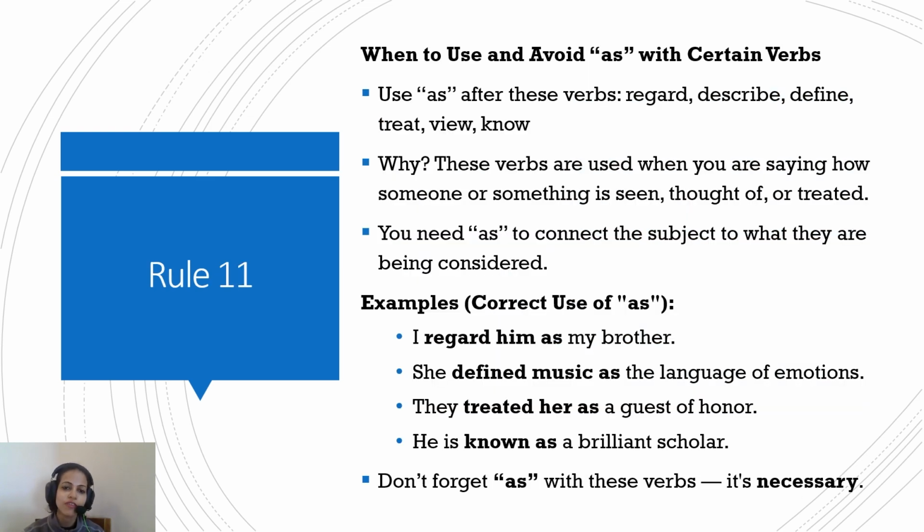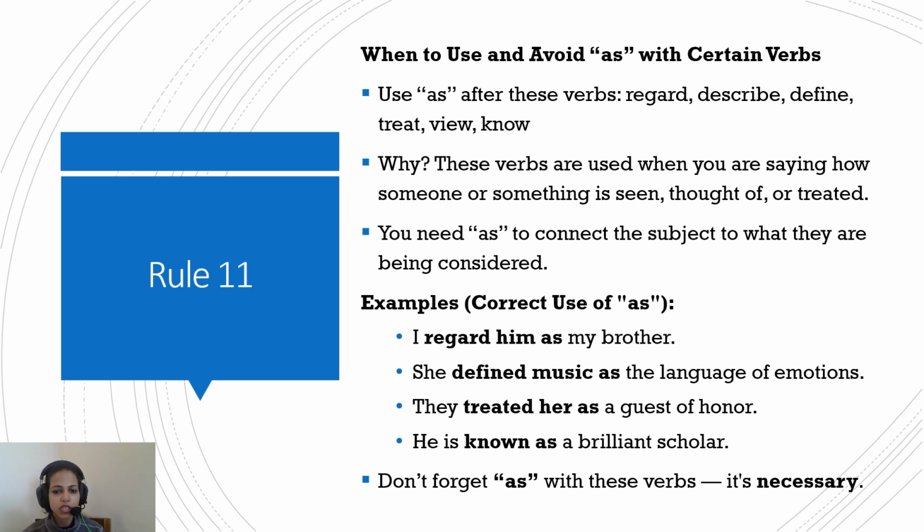And okay, we have one more rule left: when you should avoid the use of the word as, when it is to be used and when it is not to be used. This is the last rule, and again, one of the most commonly occurring mistakes. When you're using verbs like regard, define, describe, treat, view, know, then the word as is to be used. These are words that say how something or someone is seen, thought of, or treated. So you need as to connect the subject to what they are being considered. For example, I regard him as my brother, or she defined music as the language of emotions. They treated her as the guest of honor. He is known as a brilliant scholar.